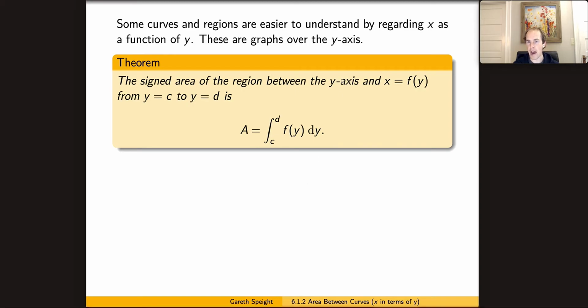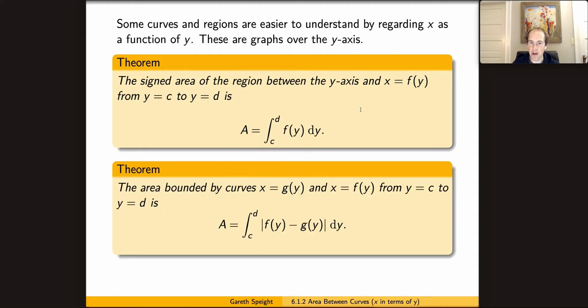The only changes are that now we're finding the area bounded by the curve and the y-axis. And instead of y equals f of x, we have x as a function of y. And instead of x equals 1 and x equals 2 for our limits, we have y equals c and y equals d. And then we're integrating our function with respect to y.